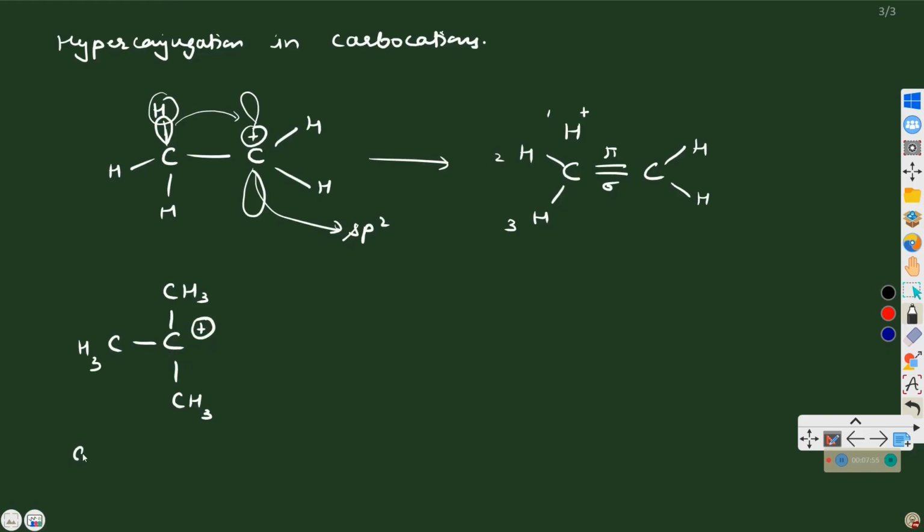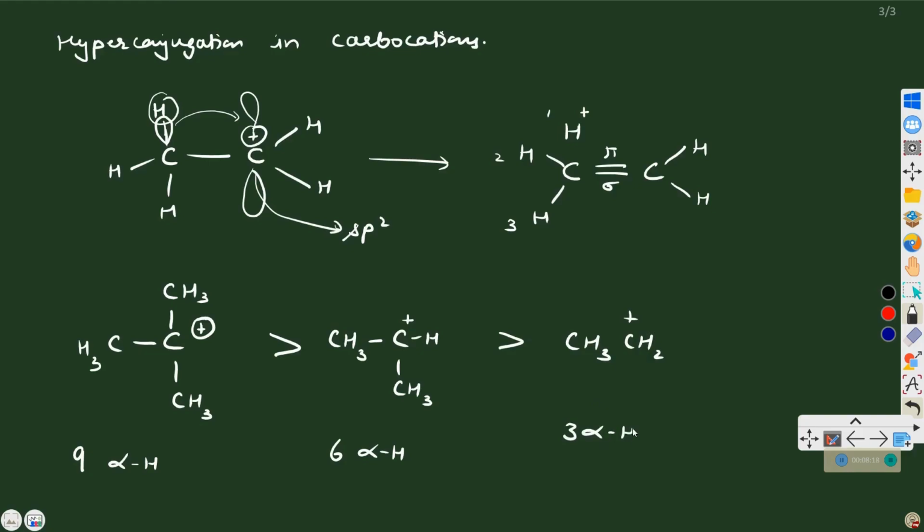There are a total of 9 alpha hydrogens present. If I take isopropyl, this will have 6 alpha hydrogens. And if I take ethyl, this has 3 alpha hydrogens.